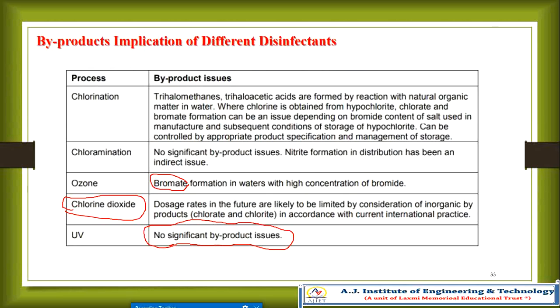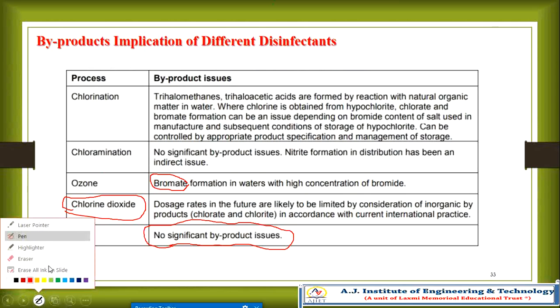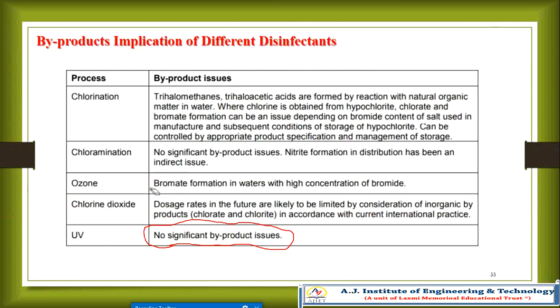Okay. So that is about this one. You don't have any significant byproduct issues. Only with chlorination do we have some issues regarding byproducts that have to be managed or considered in this manner.